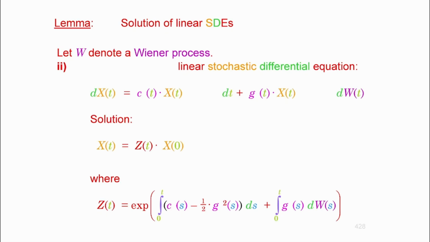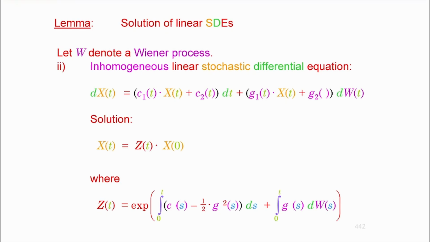the inhomogeneous counterpart is where you also have additive functions, not just multiplicative ones, but additive ones in both the drift as well as the diffusion function. And I'm going to call, in contradiction to the book, C1 and C2 the functions of the drift, and then G1 and G2 are going to be the functions of the diffusion, you see?